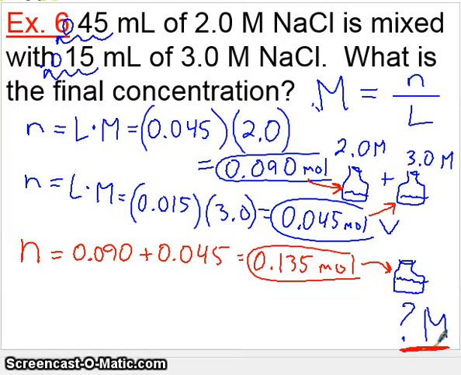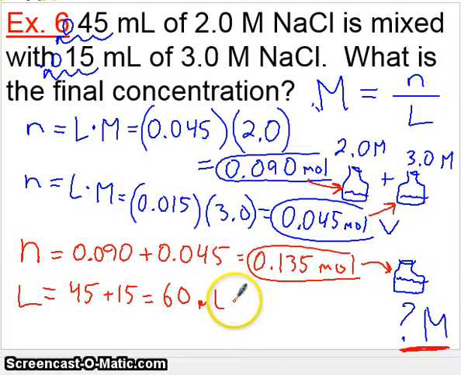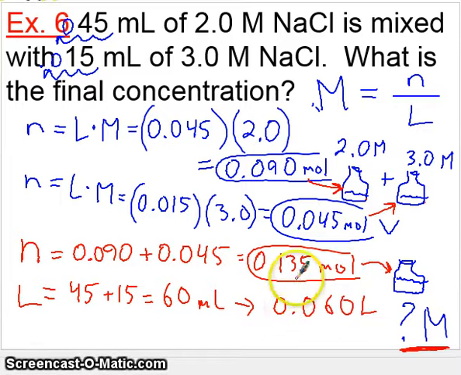So now, to get molarity is moles over liters. We will have to divide my moles by the liters. Now, the question is, what liters? Well, I'm adding the liters of this plus the liters of this, so it's going to be my total liters. My liters here will actually be 45 plus 15, which is 60 milliliters, or if you convert from milliliters to liters, this would be 0.060 liters. And these are the two numbers I will divide.